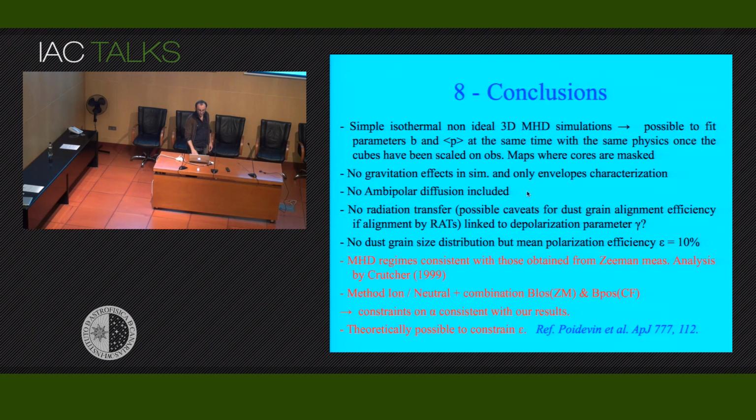There is no ambipolar diffusion as well, meaning that we don't consider that the ions can see the magnetic fields, and that there will be a possibility of collisions between the neutrals and the ions, and so coupling between the neutrals and the magnetic field. And we use simple models for those grains. But the interesting part is that we are able to recover the MHD regimes in terms of Alfvénic Mach number and sonic Mach numbers, consistent with the Zeeman measurements. And we are able to get information about the mean inclination of the large-scale magnetic field by comparing with other methods. And that's it.